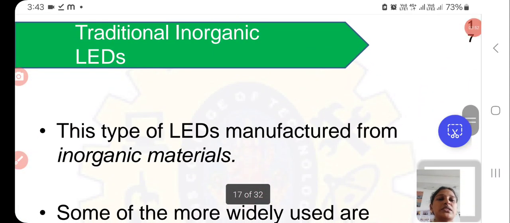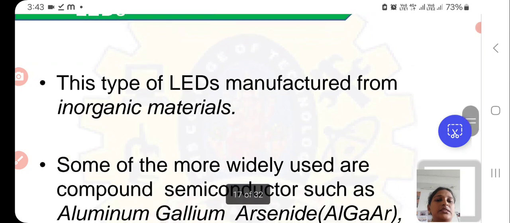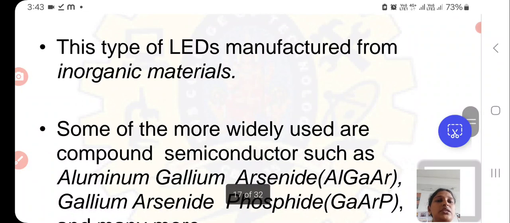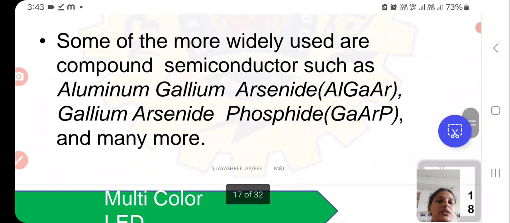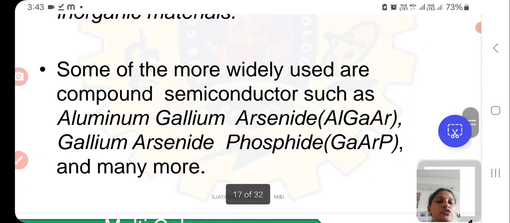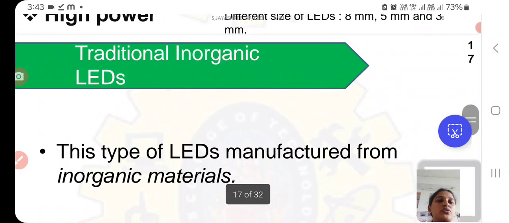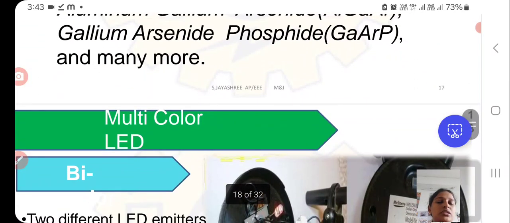First we will see traditional inorganic LEDs. This type of LED is manufactured from inorganic materials. These inorganic materials are compound semiconductor materials such as aluminum gallium arsenide phosphide and so on. So these are inorganic materials.